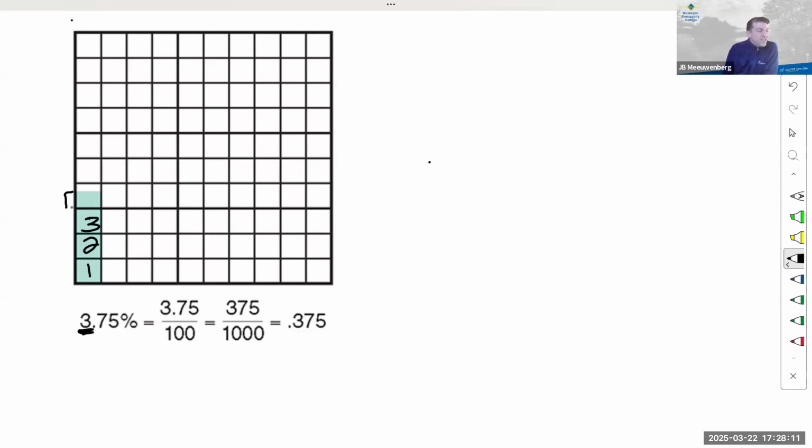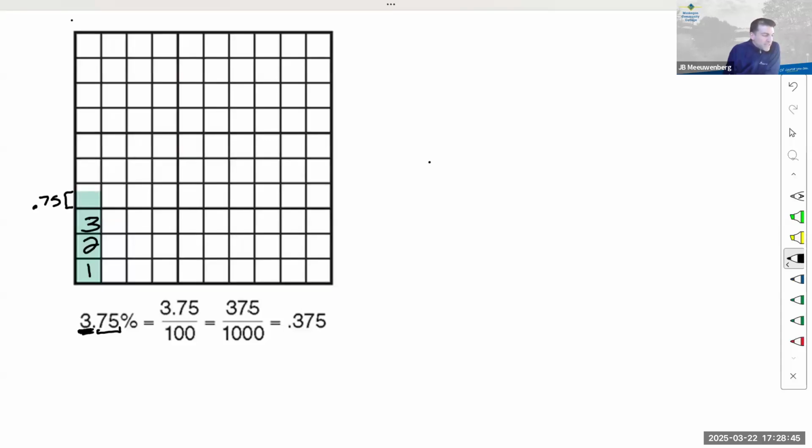But then we have this little section here. And this is 3/4 or 0.75 of one of those hundredths. So it's 3.75%. If we had been able to divide this up into the thousandths grid, like we did here, we would have seen that this is 375 of those thousandths, okay?